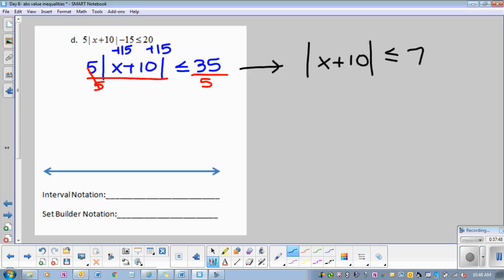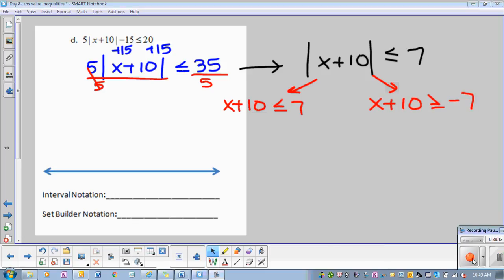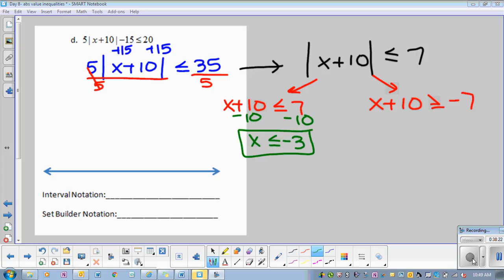You know what I've noticed? Some of you guys are not writing your absolute value sign. Okay? Do that so you know where to drop the bars and write it twice. Okay? Please remember, absolute value, you need to have 2 answers. So subtract the 10, you get x is less than or equal to negative 3. And then you also get x is greater than or equal to negative 17.